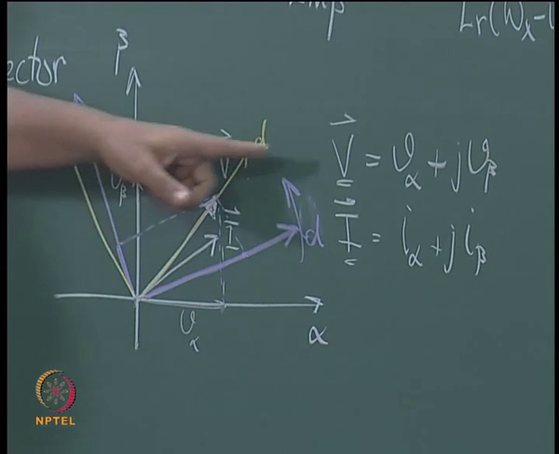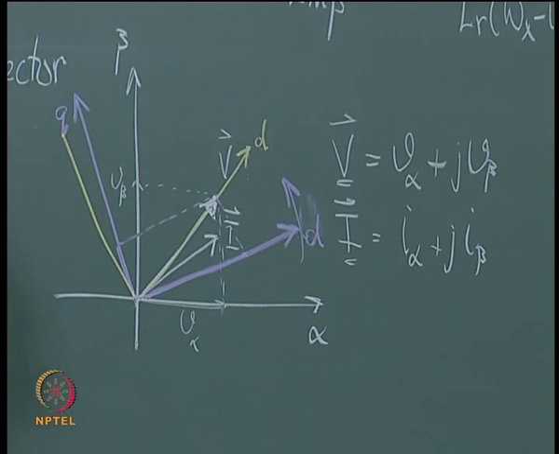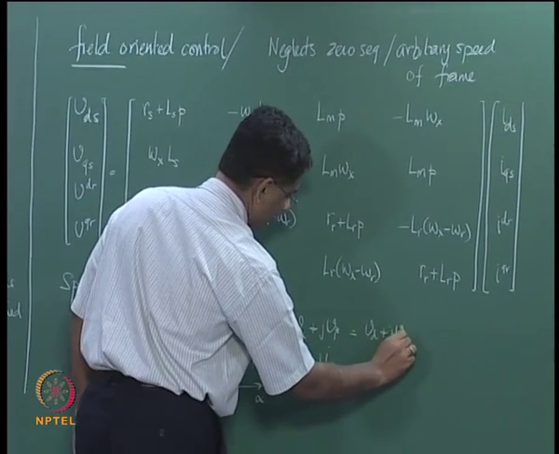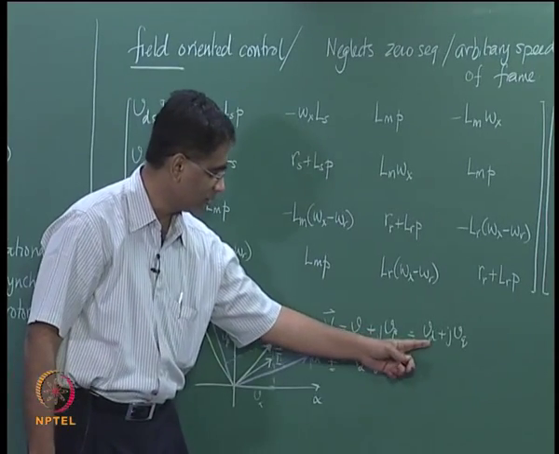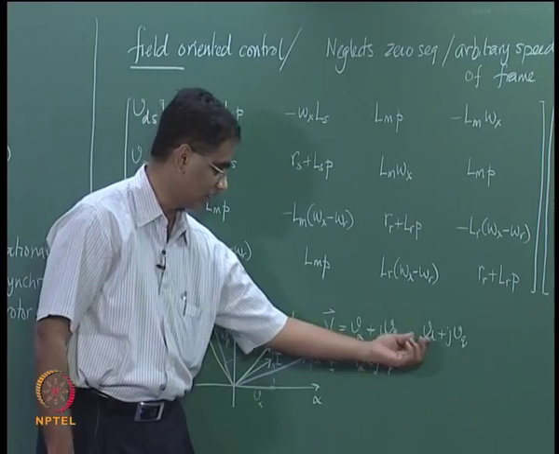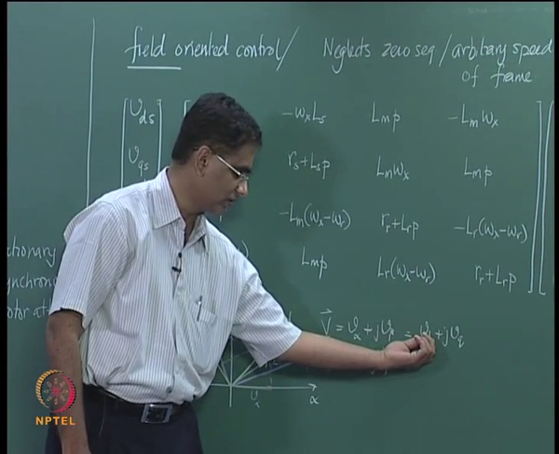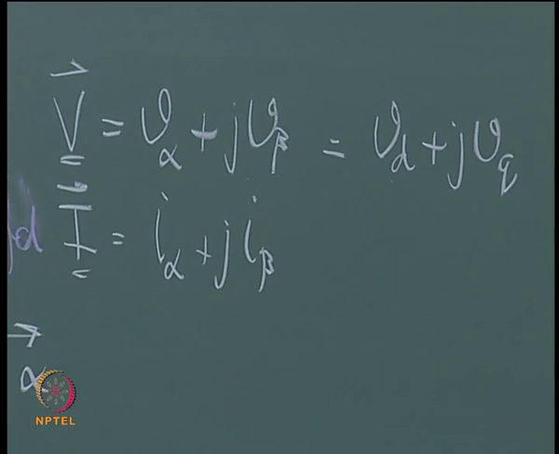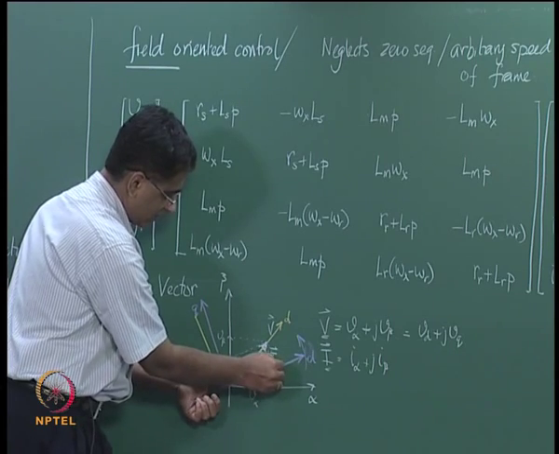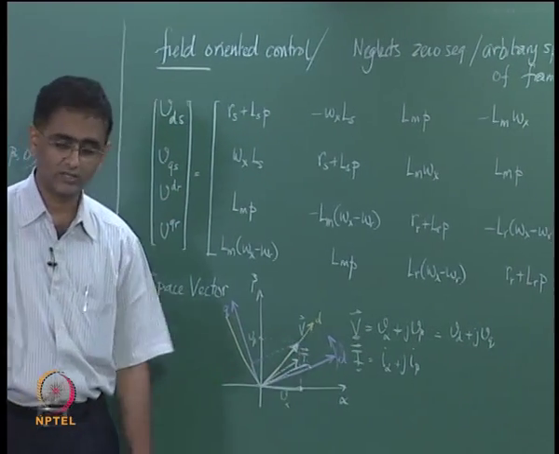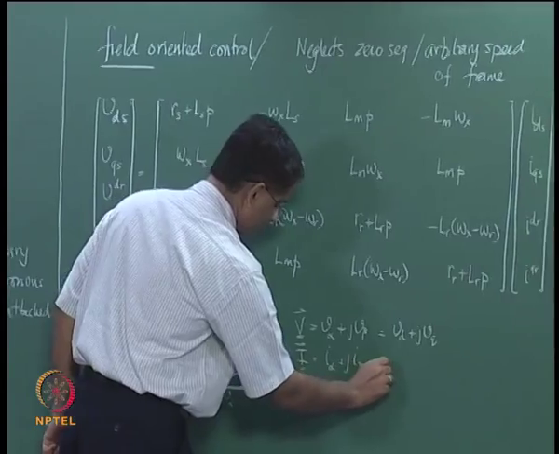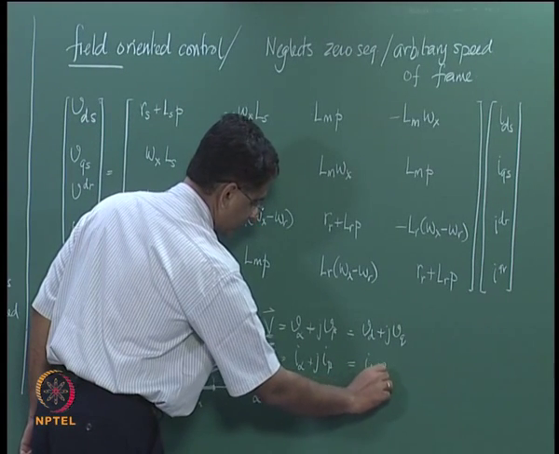So this vector, though we have written it as V alpha plus J V beta, suppose you are now going to look at it in the DQ reference frame, can be written now as VD plus J times VQ as well. Of course the D component is not the same as the alpha component. The amplitude or the length of this VD part is not the same as this, that is very clear. This is your V alpha, whereas this is VD. Obviously the lengths are different, but however the space vector can still be written as VD plus JVQ. Similarly this current can also be written as ID plus JIQ.